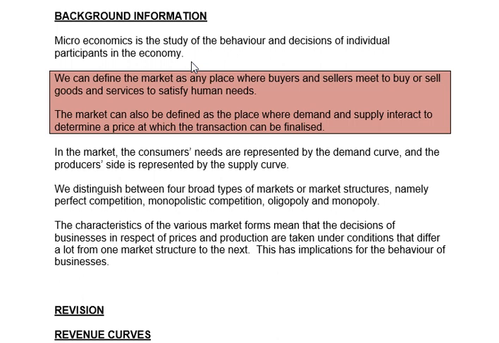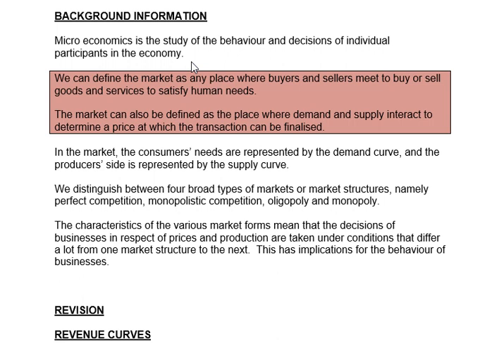Okay, so we are still busy with markets. And remember, we said a market can be any place or any situation where buyers and sellers can meet to negotiate, and then transactions can take place. So any place or situation where buyers and sellers can negotiate with one another so that there can be a transaction and goods and services can be used to satisfy human needs. The market can also be defined as the place where demand and supply interact to determine a price at which this transaction can be finalized.